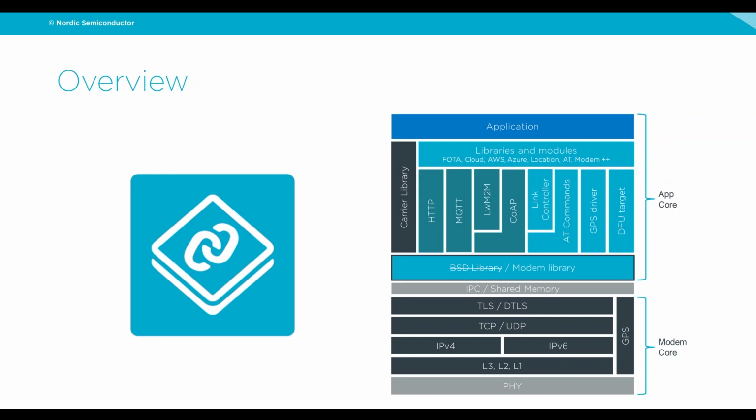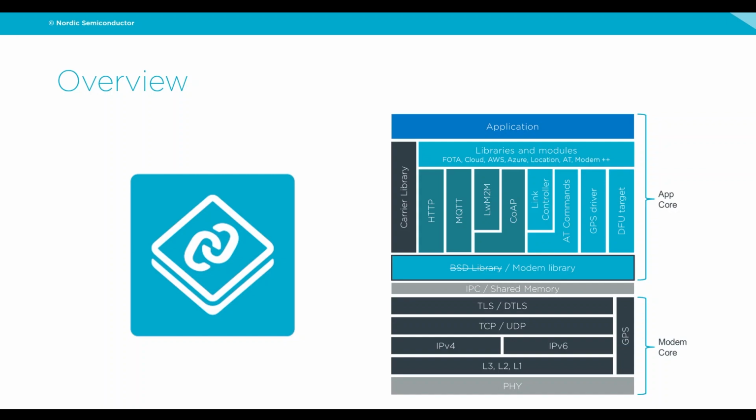Then at the side there, we have the carrier or mobile network operator device management library. This is provided as a pre-certified binary and is required by some mobile network operators like Verizon and AT&T in USA, for instance. This is using lightweight machine-to-machine to realize device management. It has features like modem update, connection statistics, device status, and much more.